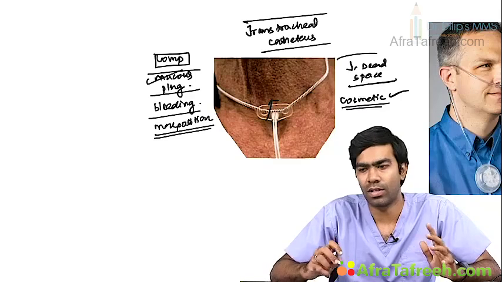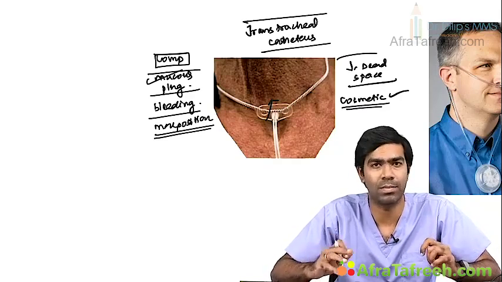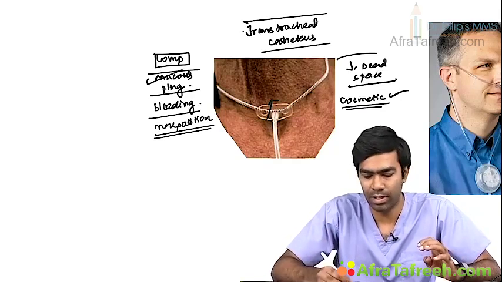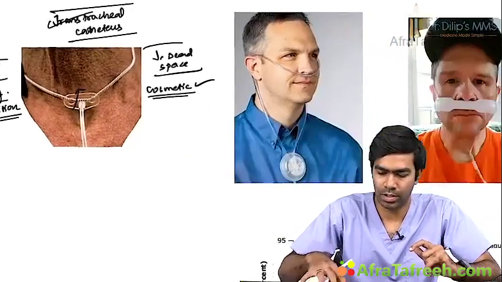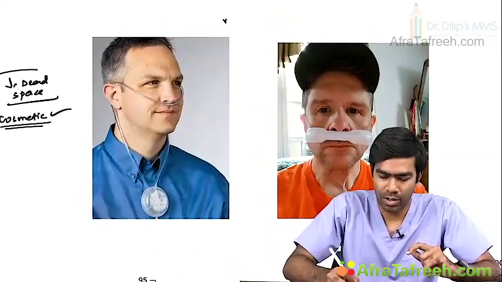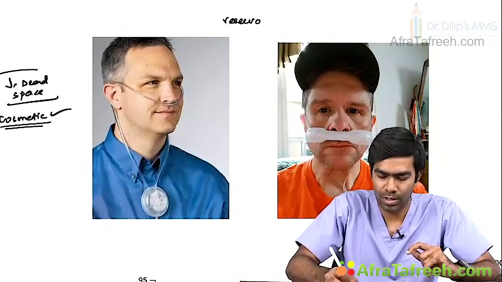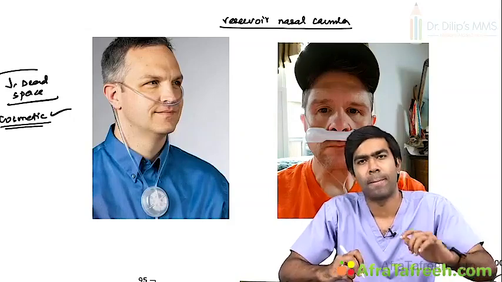Efficiency is again very good. High flow rates can be achieved sometimes at even 16 liters per minute in selected patients, not in COPD patients. But transtracheal catheters are very good options for conserving oxygen. Clear. So second one, we have this reservoir nasal cannulas or nasal cannulas with reservoir. You can call it in any way.